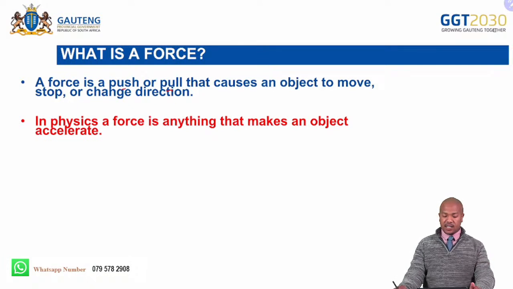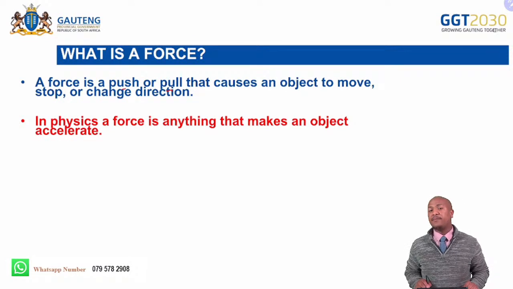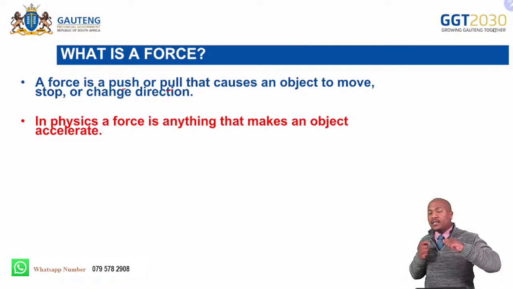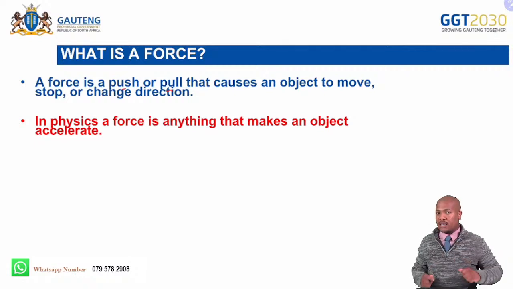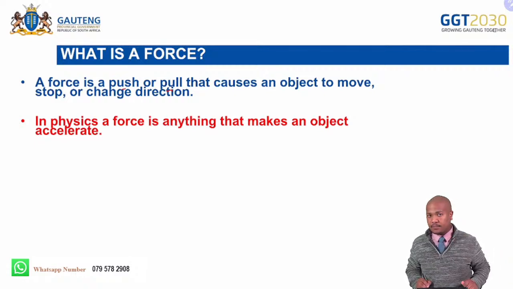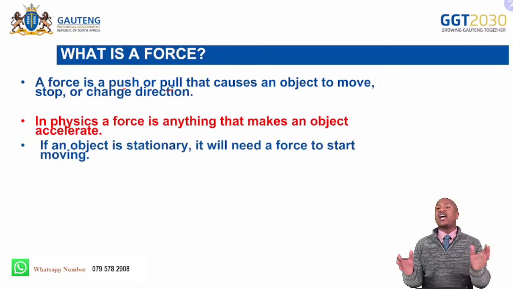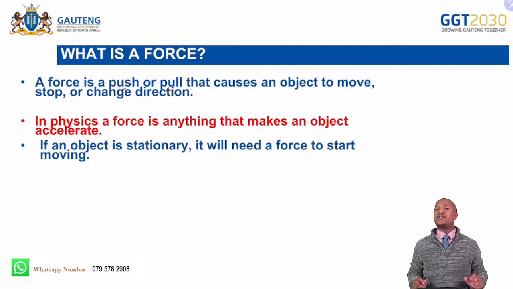And in physical sciences, a force is anything that makes an object accelerate. What does it mean? It causes it to build up speed. So when you build up speed on something, it means you are pushing or pulling, applying force. Also, if an object is stationary, it will need a force to start moving. What do we mean by that? If an object is stationary, it is not moving, it will need some push, some pull, or some twist so that it is able to move.